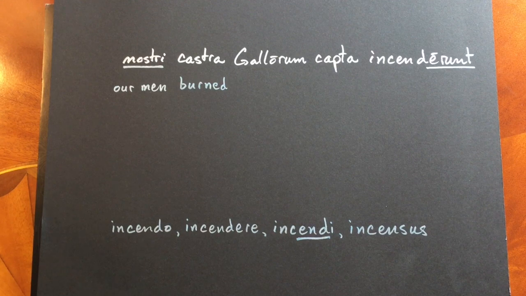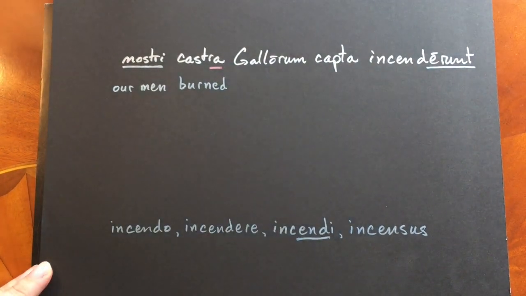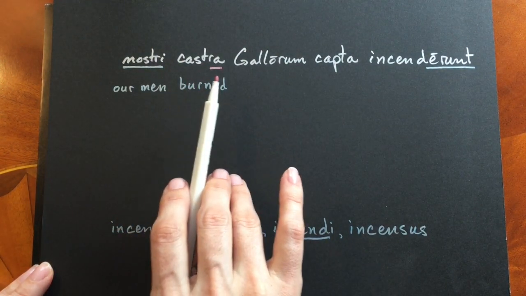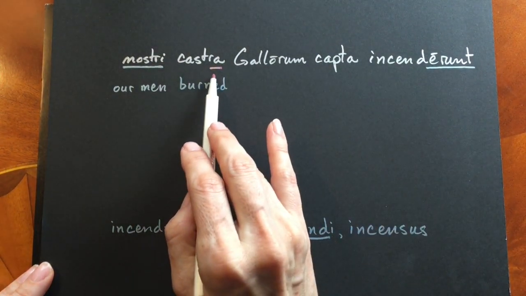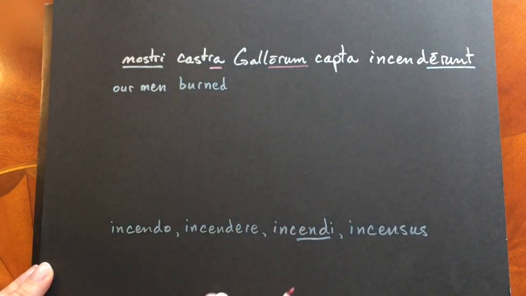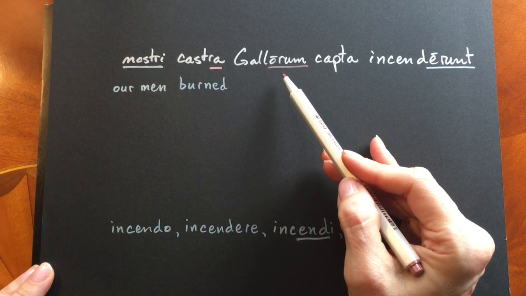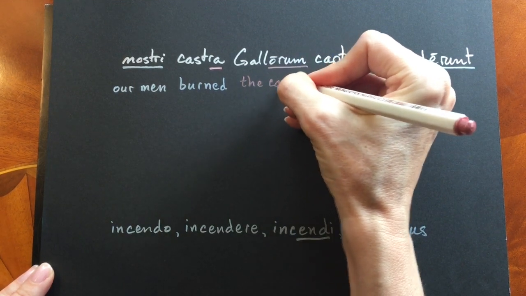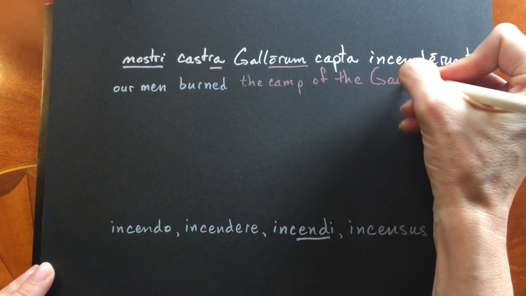Now we need an object. Castra is our object. This is second declension neuter. Castra, meaning camp, is always in the plural, and this is the accusative plural. Our men burned the camp, and here we have a possessive, a genitive. Second declension masculine, genitive plural. Our men burned the camp of the Gauls.